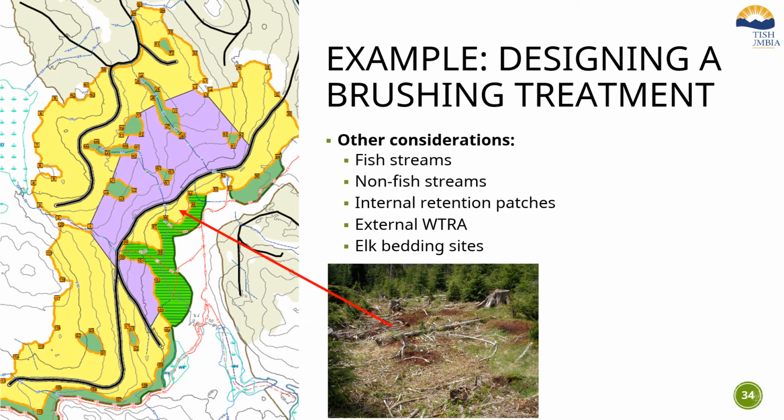Next, we need to think about our non-timber values. So what do we have? We have several fish streams, S2, S3, several S4s just outside of the block. We also have 4 non-fish streams connecting directly into the fish streams within our block. We have several internal retention patches that are meant to provide structural diversity and forest influence. We also have a sizable wildlife tree retention area on the edge of the block.